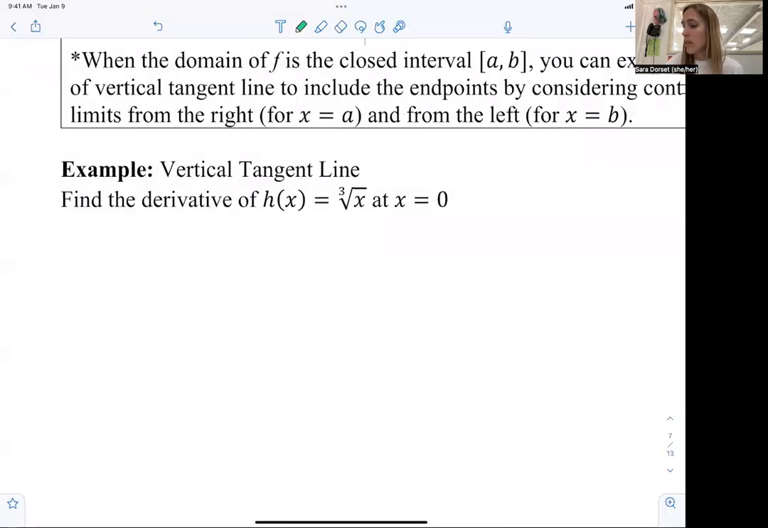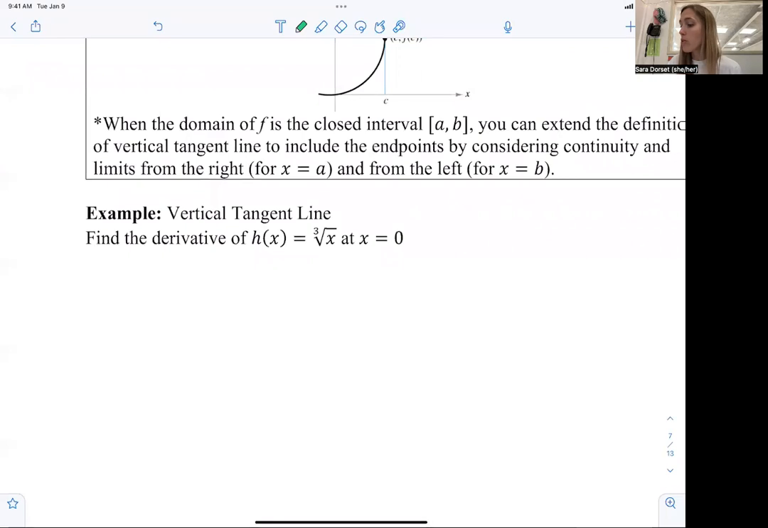Okay, so let's find the derivative of h of x, which is the cube root of x, at x equals 0. And you guys, I wouldn't make you use the limit definition to find the derivative of the cube root, because look at what happens. If you try to find it by taking the limit, it's up to you if you want to write this down or not, because we're not going to do it.